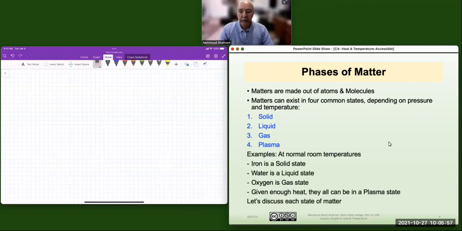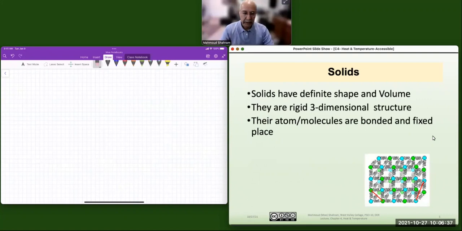Examples: at room temperature, your desk, your pencil, your computer are in solid form. And you have things in liquid state. And obviously the atmosphere is in a gas state, and things like neon signs or auroras that you see in the northern hemisphere are in the plasma state. So let's look at each one in more detail.